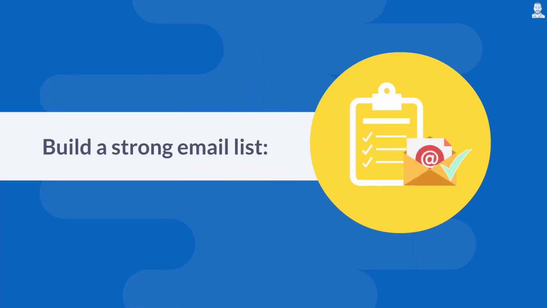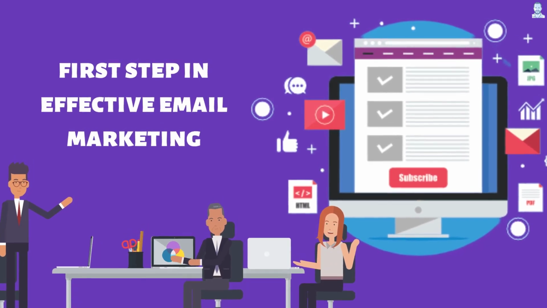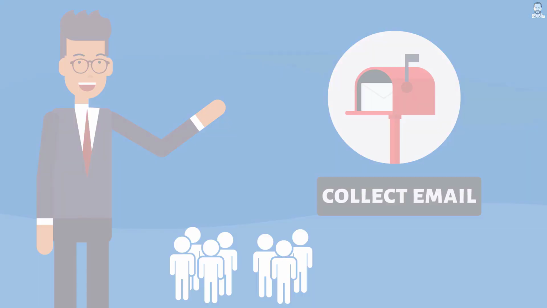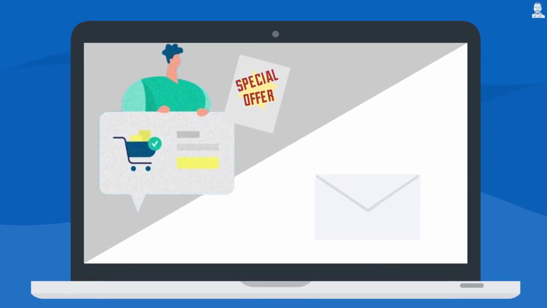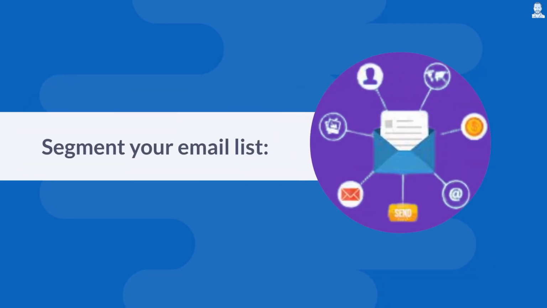Build a strong email list. The first step in effective email marketing is building a strong email list. You can collect email addresses from customers and prospects by offering them incentives such as discounts or freebies for signing up.